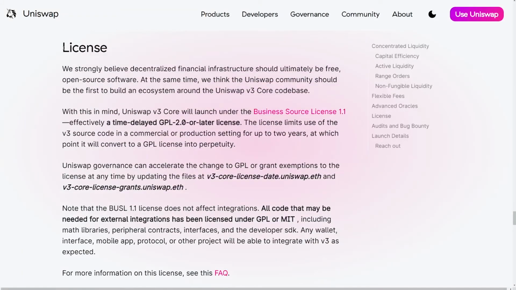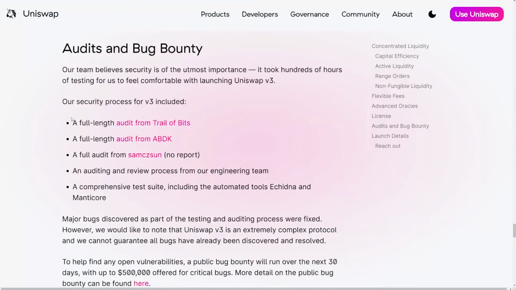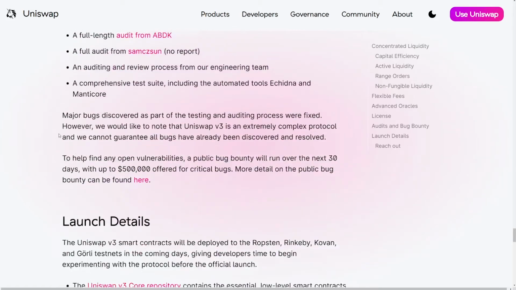And probably the most controversial one is the licensing of the Uniswap V3, which will be licensed for 2 years, after which it will become open source. But until then, it will be launched under the Business Source License 1.1, and this license will limit the use of the V3 source code in commercial or production setting for up to 2 years, as we mentioned, but at least you can look at the source code yourself still on GitHub, but I don't think many people are really happy about this addition. Also, there will be audits and bug bounty again, so if you are into these kind of things, you can check this out for sure.